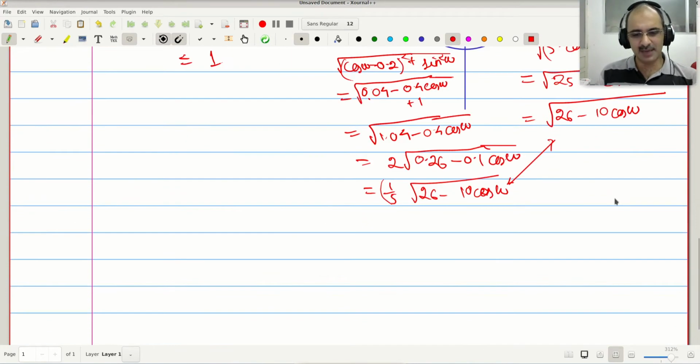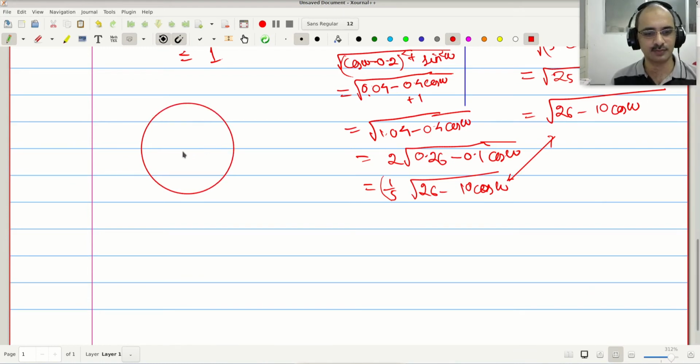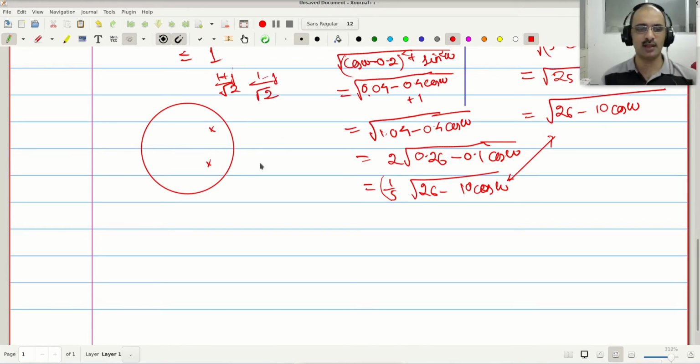So I've done some simple examples. Let me do one final example which has multiple conjugate poles. So for example, let's say we have the system like this. Let's say that these poles are at 1 plus j upon root 2 and 1 minus j upon root 2. Okay, so this is where the poles are. So this is 1 by root 2, 1 by root 2, 1 by root 2, minus 1 by root 2.